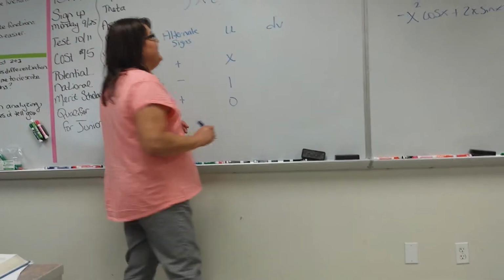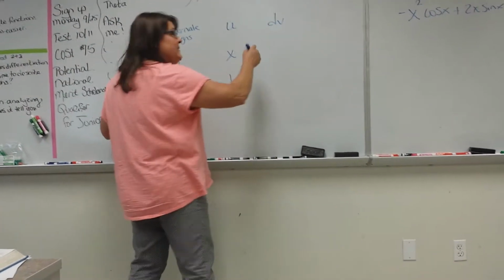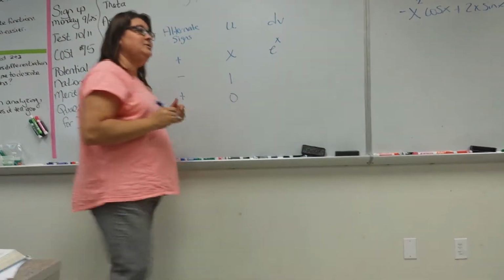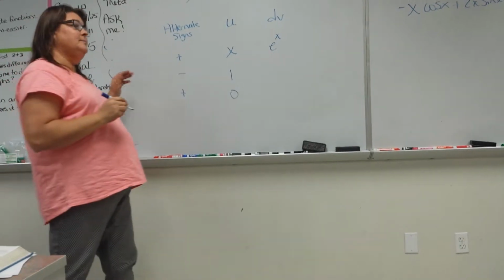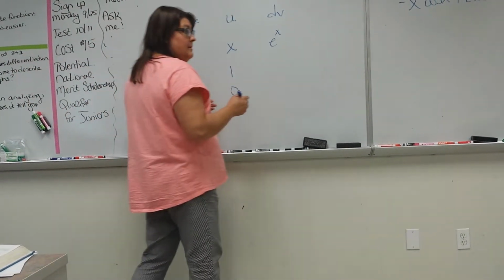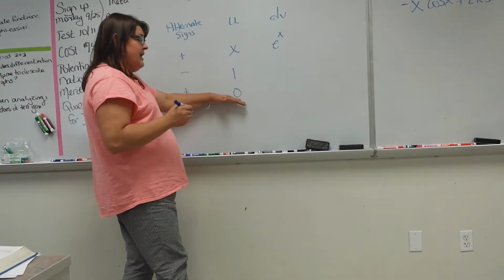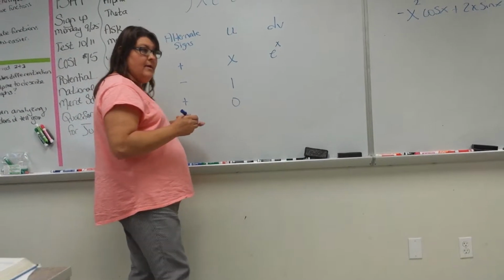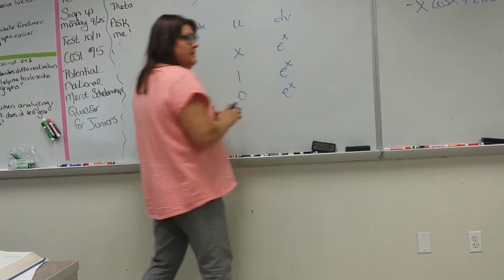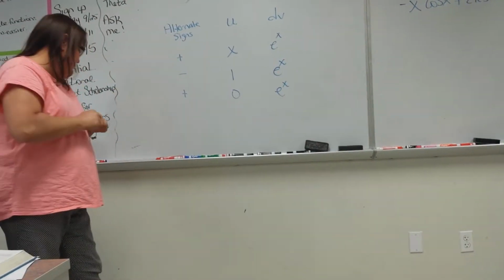Now I want you to tell me what dv is. e to the x dx, right? I want you to integrate it until you get to the row that has 0 on it. The number of times it took you to get x to 0. So we have e to the x and e to the x, right? We're kind of lucky with this one.